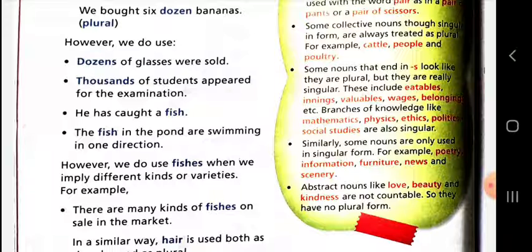Similarly, some nouns are only used in singular form. Some nouns are always singular. They have no plural forms. Poetry, information, furniture, news, scenery are always singular. Abstract nouns like love, beauty, and kindness are not countable, so they have no plural form. As I told you, only countable nouns can have singular and plural forms. Uncountable nouns cannot be counted, so they will never have singular or plural forms.